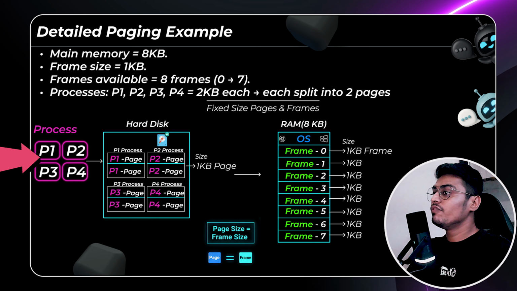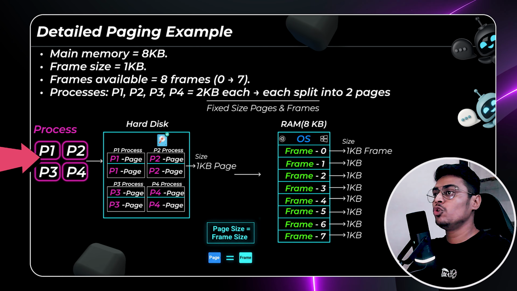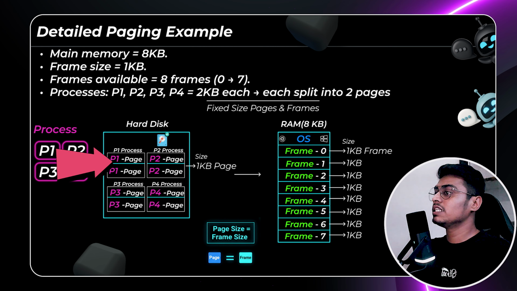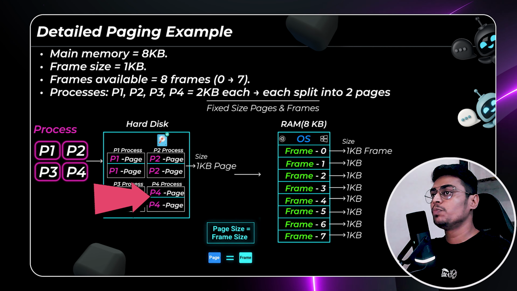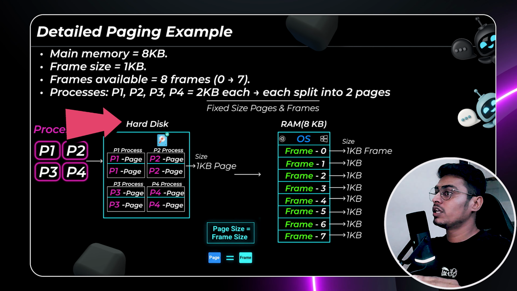Now let's say we have 4 processes arriving, P1, P2, P3, P4, each with a size of 2 KB. Since our page size is equal to the frame size, 1 KB, each 2 KB process will be divided into exactly 2 pages of 1 KB each. So P1 gets divided into 2 pages, P2 into 2 pages, P3 into 2 pages and P4 into 2 pages. This division happens in secondary storage before these processes even think about entering the main memory.